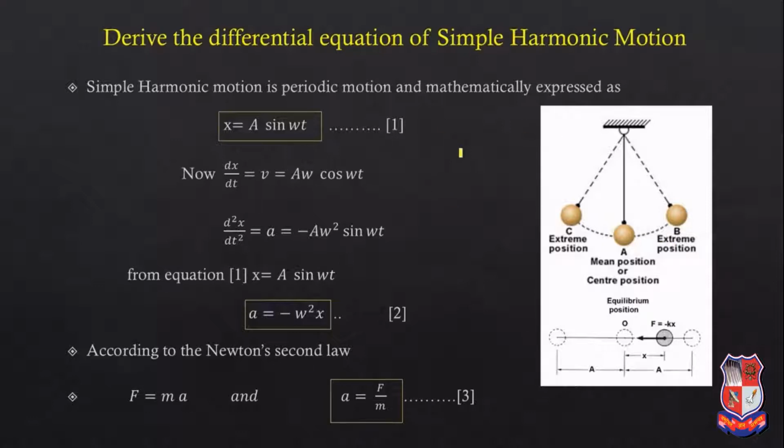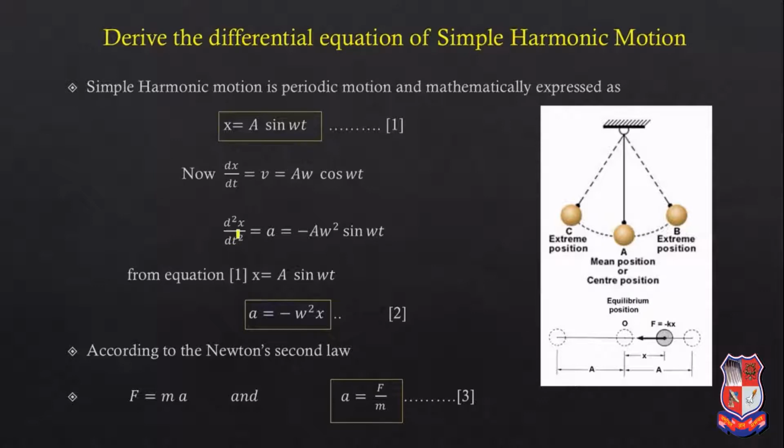So recalling the definition of simple harmonic motion, that is x is equal to a sine omega t. This we already discussed in our first video. Now if we differentiate this x with respect to time, it is going to be dx by dt is equal to v, because change in displacement with respect to time is our velocity. So v is equal to a omega cos omega t, right?